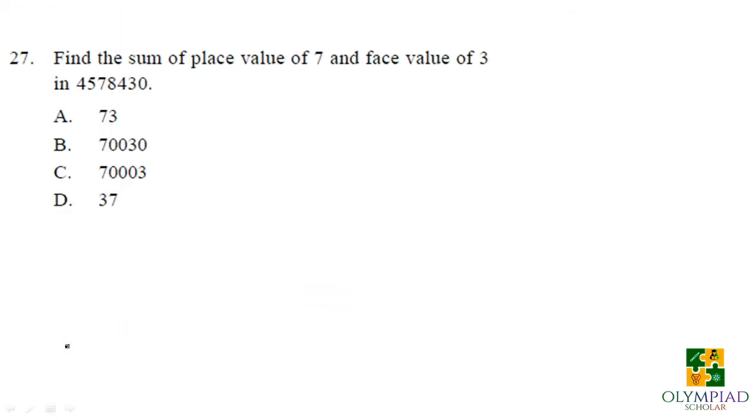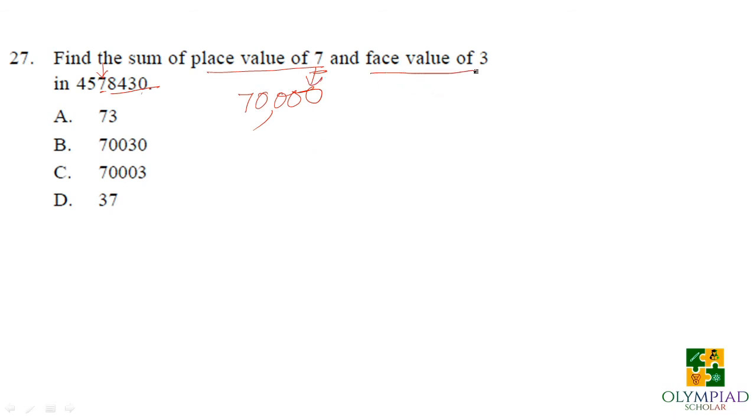Find the sum of the place value of 7 and face value of 3. I have told several times in my tutorial videos, the place value of a number can be easily found by multiplying 7 with that of the place. So you have to check the place of 7. How can you write the place? It is ones, tens, hundreds, thousands, and this is the 10,000s place. So you can clearly write it as 70,000. So the place value of 7 is 70,000.